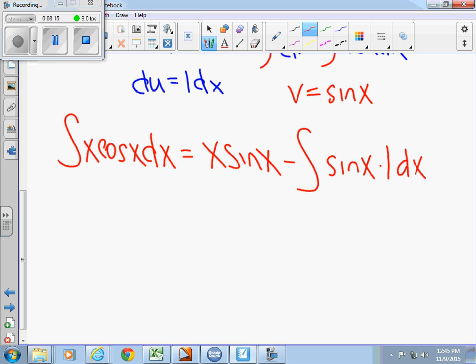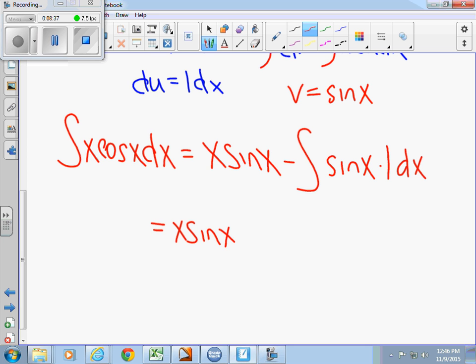Is this integral possible? So I took an integral that was impossible with current methods and used this formula to rewrite it with an integral that is now possible. So that's how integration by parts works. Now I'm going to integrate that. The x sine of x is done. I just leave it as x sine of x.